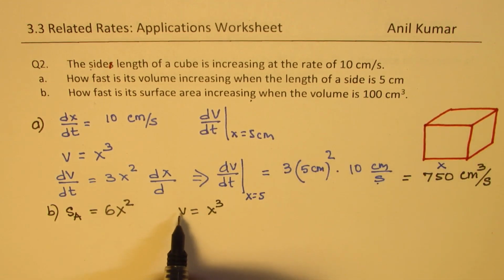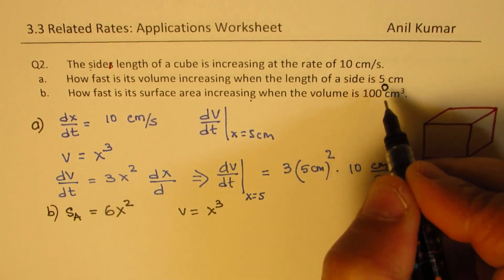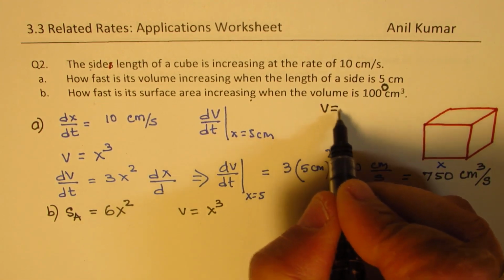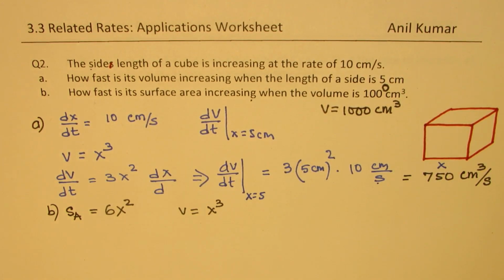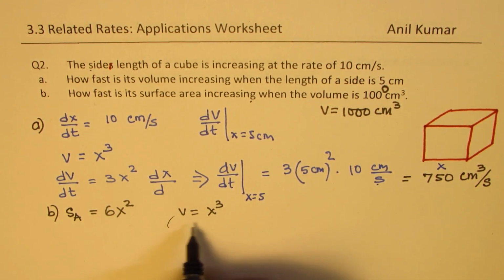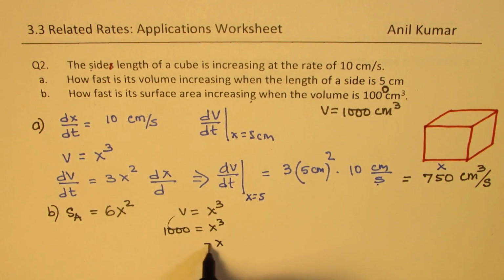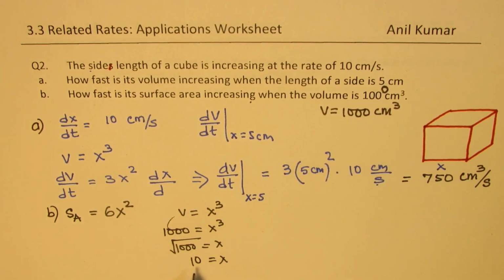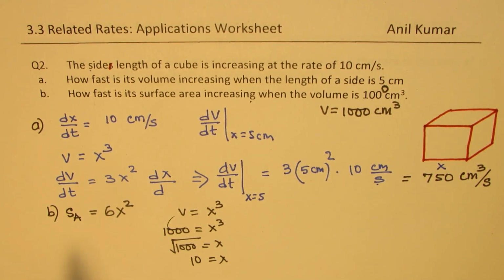But we are given 100 as the volume, and we want to find what is x, right? So let me make it 1000, just to keep things simple. So I'm changing the volume, V equals 1000 centimeter cube. I'm just making this change because I want to keep calculations very simple, okay? So from here, volume equals x cube means we are saying 1000 equals x cube, and therefore x is the cube root of 1000, which is definitely 10, right? So 10 centimeters is the value of x. Do you see that part? So we got this. Now it is much simpler.